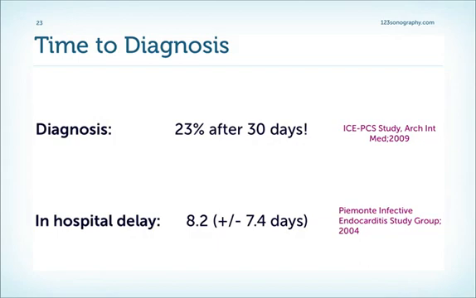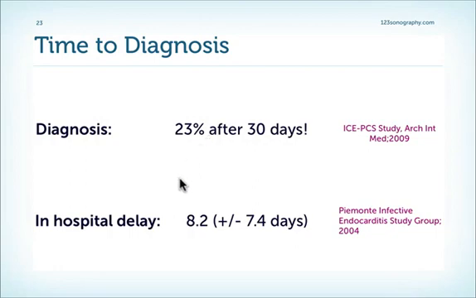However, in reality, this is not always done. Why? Well, I mentioned at the beginning of this chapter, because the symptoms are sometimes so difficult to interpret. Here's data from 2 studies that highlights the problem. In a study reported in 2009 in the Archives of Internal Medicine, the diagnosis of endocarditis was made only 30 days after the onset of symptoms in 23% of patients.